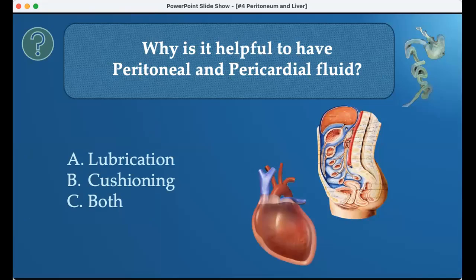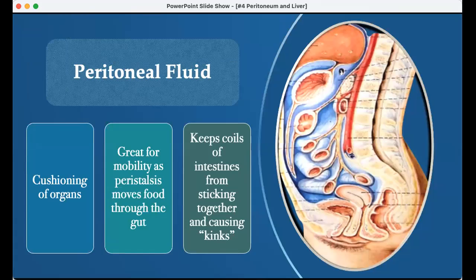And you've heard about this sac when we were talking about the cardiovascular system. So why is it helpful to have this sac, this peritoneum, and why is it helpful to have a pericardial sac? Lubrication, cushioning, or both? And the answer is both. The peritoneal fluid provides some extra as well. Besides the cushioning of these organs, it allows a lot of mobility for the peristalsis of food to move through the gut. And with all that peristalsis, it keeps those coils of intestines from sticking together and causing kinks or knots.